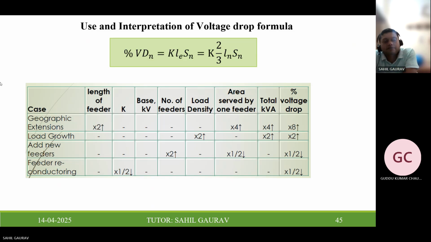And now you can interpret your voltage drop formula based on the length of feeder, K value, number of feeders, load density, and the Bismarck effect. If the length of the feeder is doubled and the other quantities remain intact, then the area served by the feeder is also 4 times, the total KVA becomes 4 times, and the percentage voltage drop will become 8 times. Similarly, you can find the other cases also.